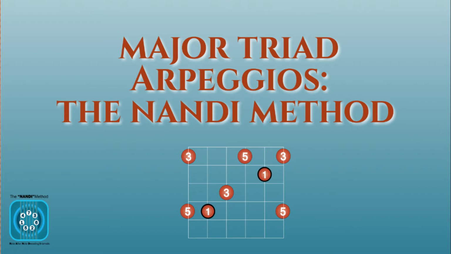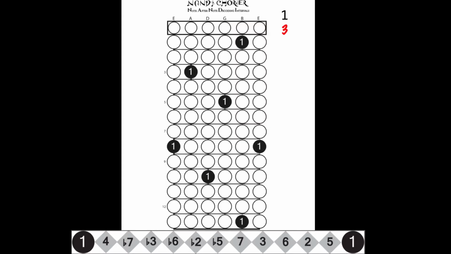Next, we are going to talk about arpeggios, and we are going to start with major chord arpeggios. So a major triad, as you know, has a root 1, a major third 3, and a fifth 5. These are the intervals that are found within a major triad.